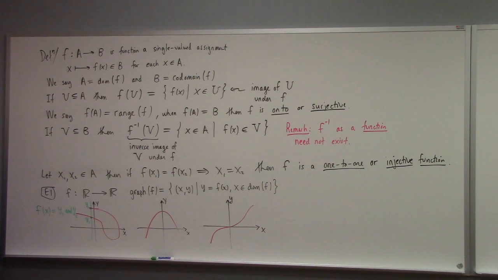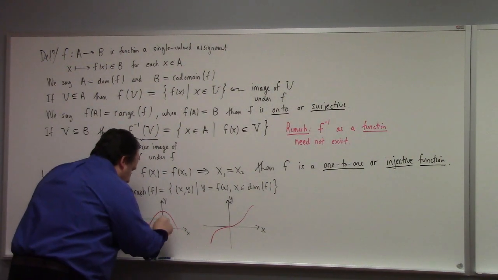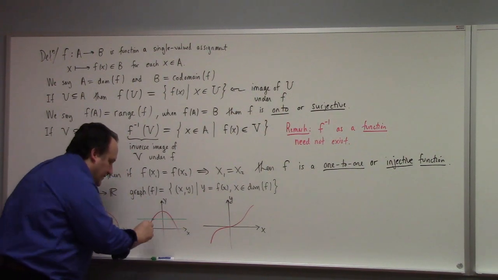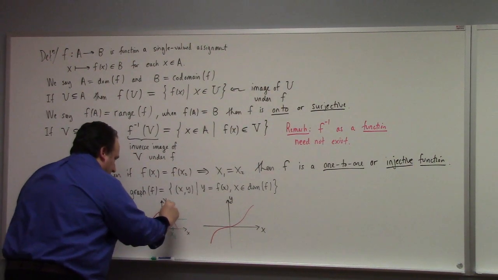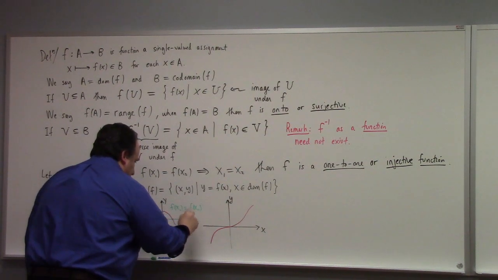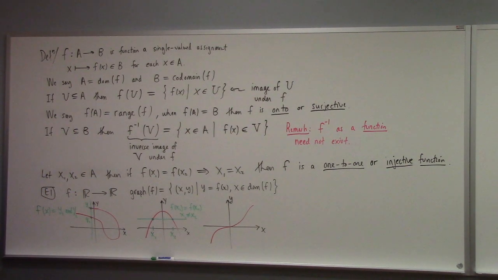It's a function. Is it a one-to-one function? No, because if we look at the horizontal line test, we can see there are two points of intersection. The reason the horizontal line test is interesting, just think through it. Here's your x1, here's your x2, and we have f of x1 equals f of x2, yet x1 is not equal to x2. That is logically opposite to the definition of one-to-one. So this is not a one-to-one function.